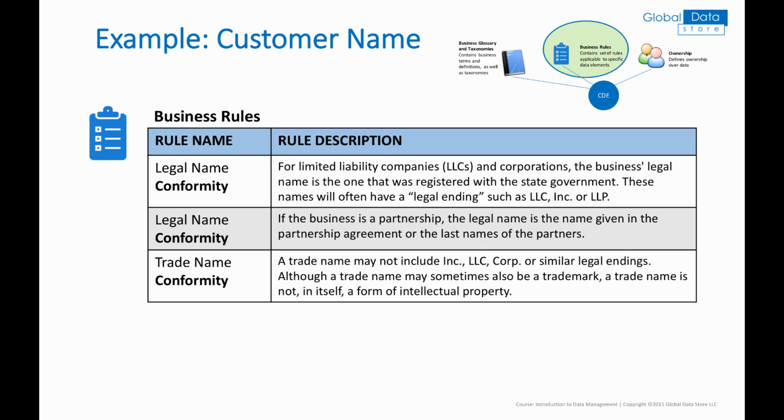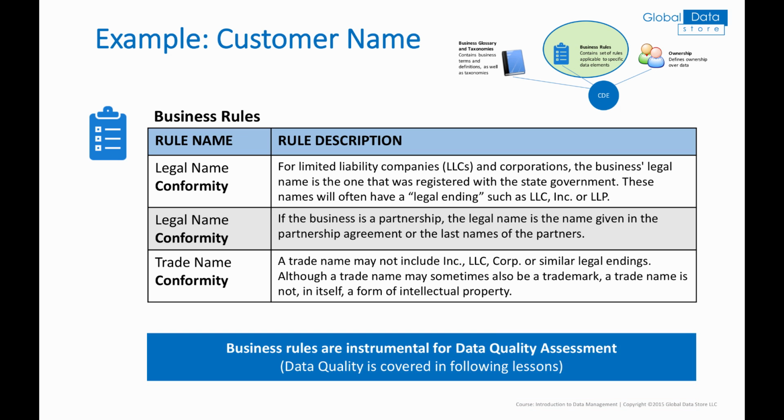Also, we have one rule for trade name conformity, defined as: a trade name may not include Inc., LLC, Corp., or similar legal endings. Although a trade name may sometimes also be a trademark, a trade name is not in itself a form of intellectual property. At this point, please remember that business rules are instrumental for data quality assessment, which is a part of data quality management capability. Data quality capability is covered in one of the lessons that follow.